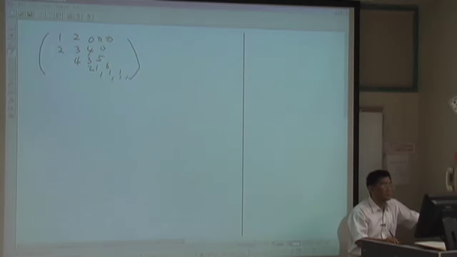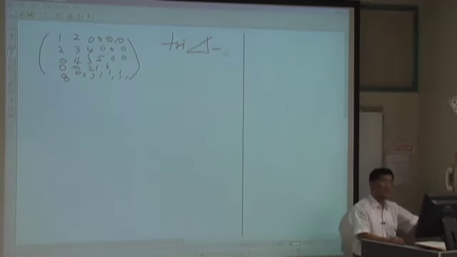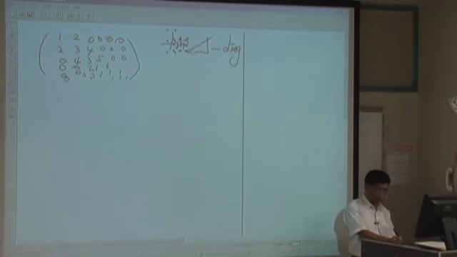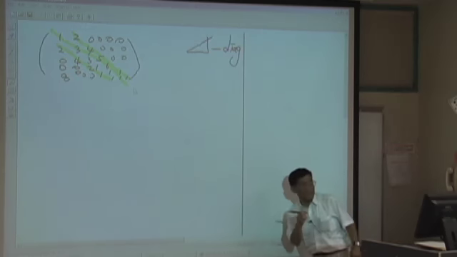So this is called what? Do you know the name of this kind of matrix? Tri-diagonal matrix. Tri-diagonal matrix, right? This diagonal has non-zero entries, this upper diagonal has non-zero entries, and this lower diagonal has non-zero entries. Other than these, all zeros.